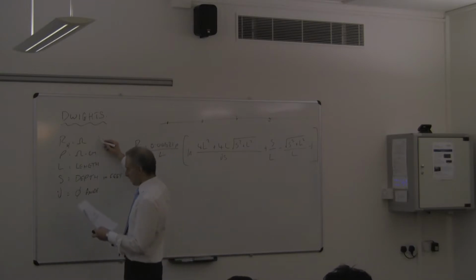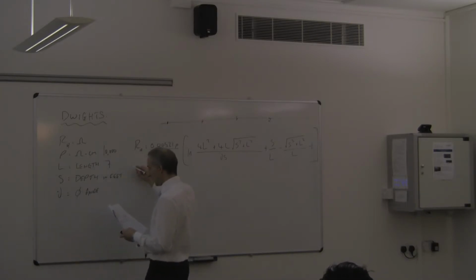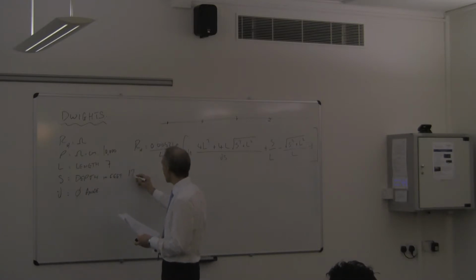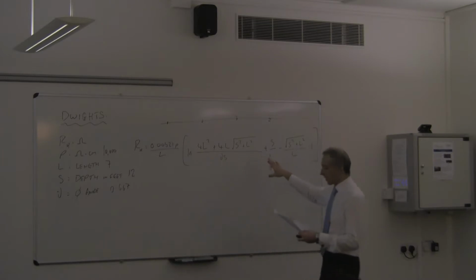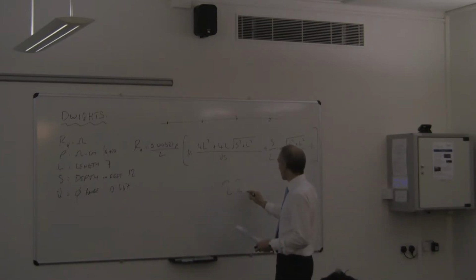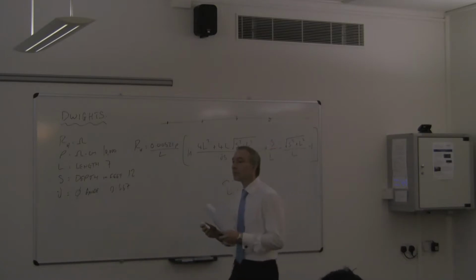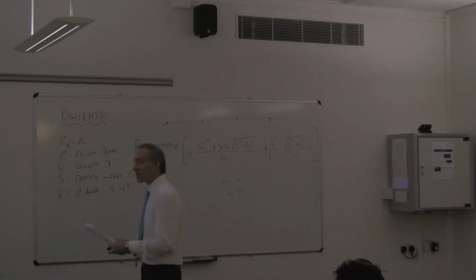So if you had rho of 10,000 ohm centimeters, length was 7 foot, S was twice the depth in feet, so let's say 12 feet, and the diameter is 0.667. If you just plug these figures into this equation, it will give you... Is the diameter also in feet? Yes, sorry, feet, yeah.